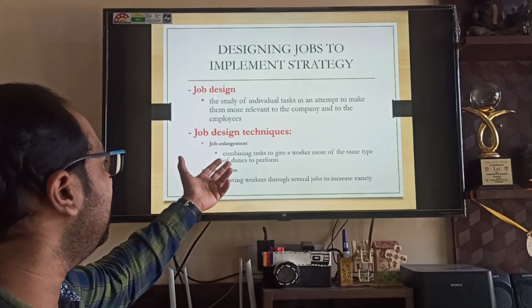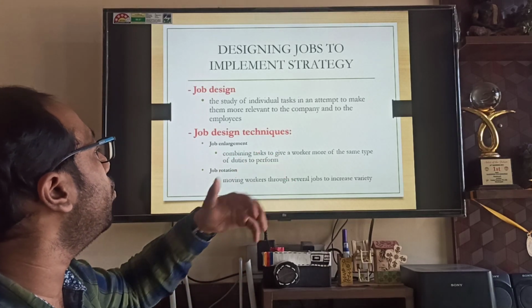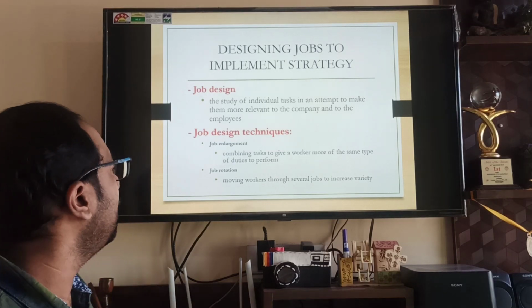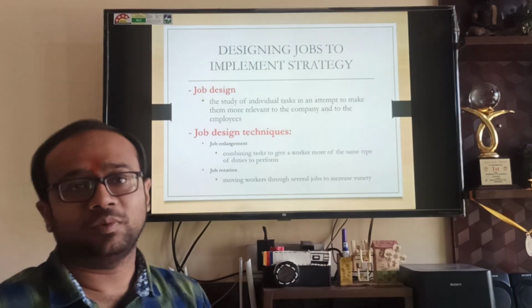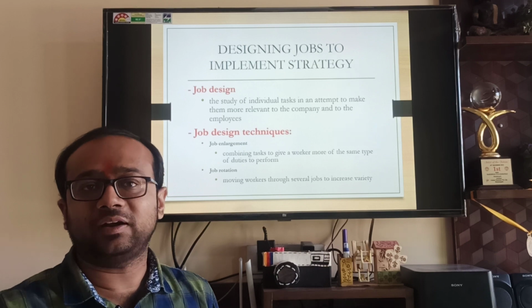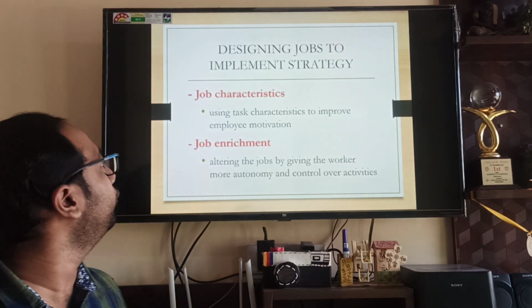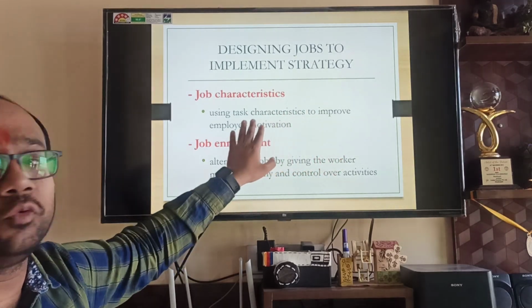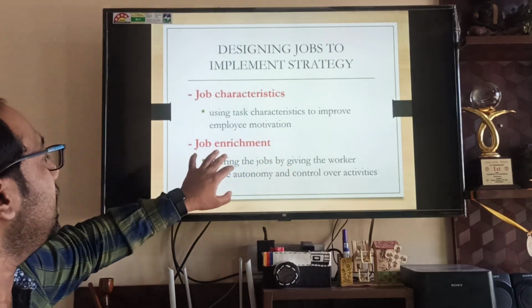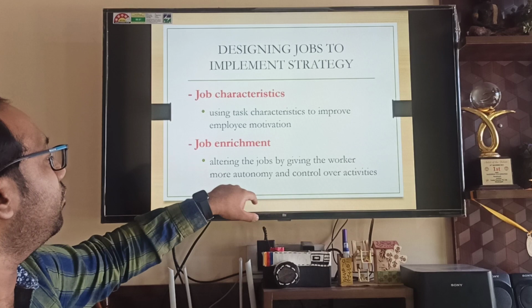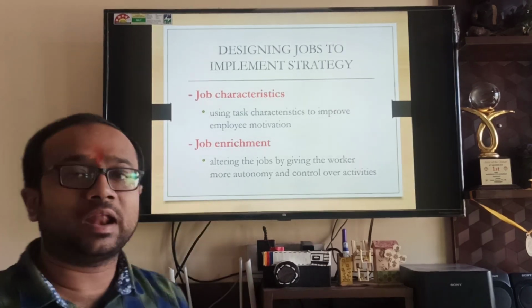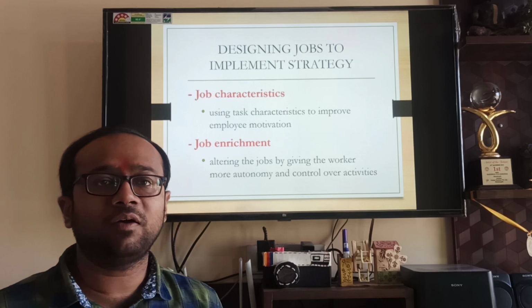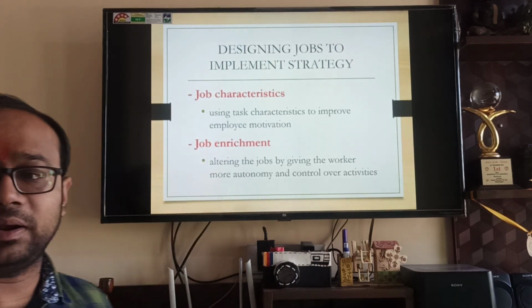Techniques, first is job enlargement, combining tasks to give a worker more of the same type of duties to perform. Job rotation, rotation through several jobs so that skill sets are improved, variety is there, monotony is removed. Characteristics, using task characteristics to improve the employee motivation. Enrichment, altering the job by giving worker more autonomy and control. Rather than micromanagement, tell them it is the end result, this is the time that you have, so you work. That is job enrichment.